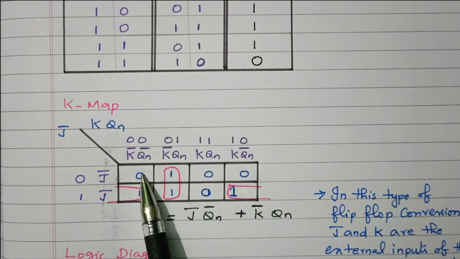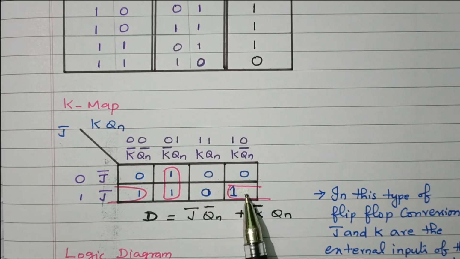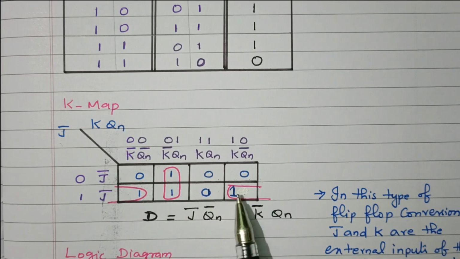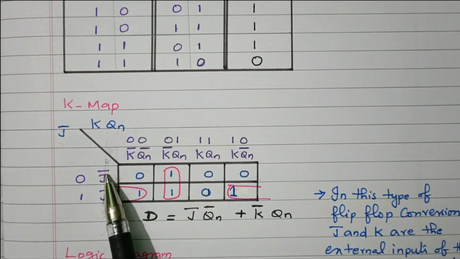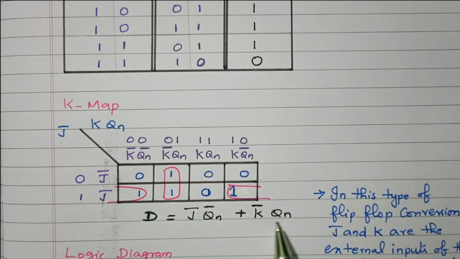We know that this is 0, 1, 2, 3, 4, 5, 6, 7. So these 8 variables are filled together. So there are 4 ones available. So these 2 ones are combined together and these 2 ones are combined together, right and left. So while combining these 2 ones, we have to refer the corresponding first row and second row. J bar, J got cancelled. Then corresponding second column, K bar, Qn. So one input is K bar, Qn.